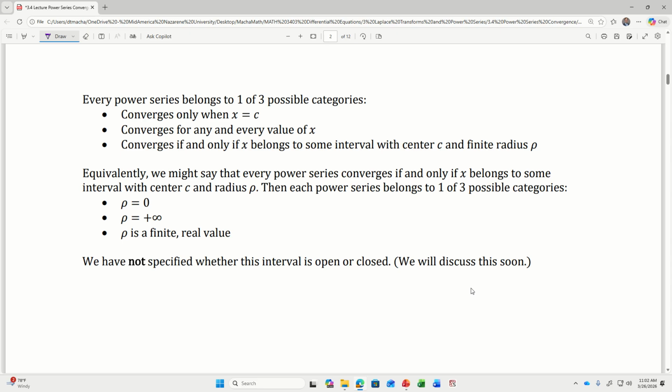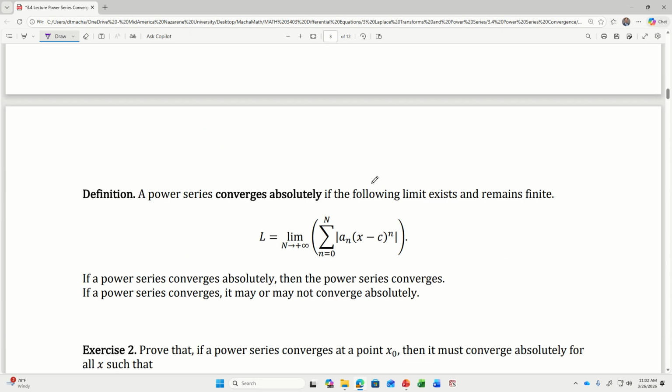And another way to say this, another way to tell you about the same exact 3 cases, is you could say that every power series converges on some interval with center c and radius rho, but the 3 cases are, well, maybe your radius of convergence is 0. That would indicate it converges only when x equals c. Maybe your radius of convergence is infinity, and that would converge for any and every value of x. Or maybe your radius of convergence is a finite real value. This interval could be open, or it could be closed, or it could be half open and half closed on one end of the interval. That's not really what we're concerned with in differential equations.